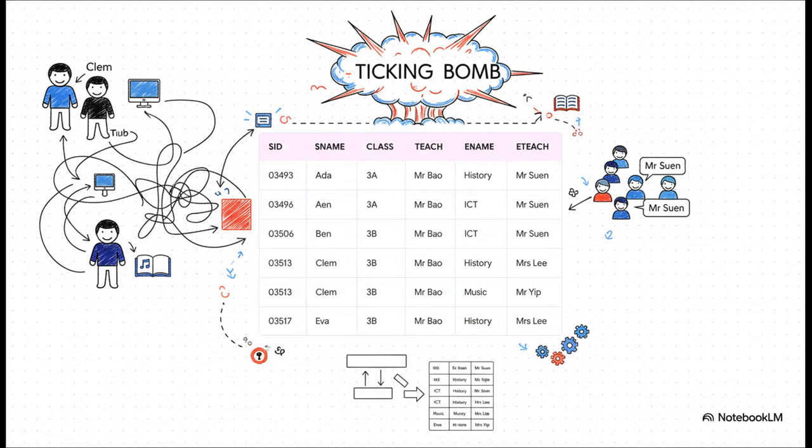See the student Clem? He's in 3 different clubs. That means his personal info, his class, his teacher, gets repeated 3 times. Same thing for the club info. The ICT club's advisor, Mr. Swen, is listed over and over and over. Now this isn't just messy, it's a ticking time bomb.